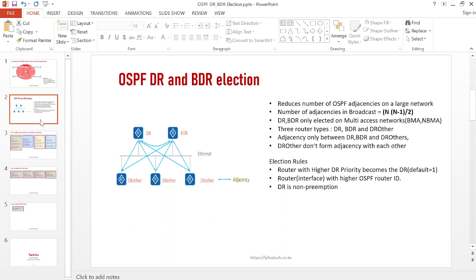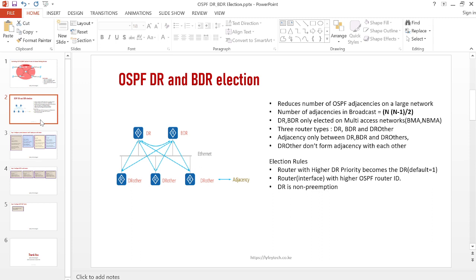And with OSPF, DR is non-preemptive, which means if a network is operating, you have elected the DR and the BDR, and then you add in another router. This router could have a higher DR priority, or a higher OSPF router ID. That router will not become the DR. The existing DR and the BDR will continue to be the DR and the BDR unless you reset the OSPF process and the adjacency is reestablished. That's when you will have the DR and the BDR re-election. But if the network is operating okay and you already have the DR and the BDR, there will be no new election to select the DR and the BDR.